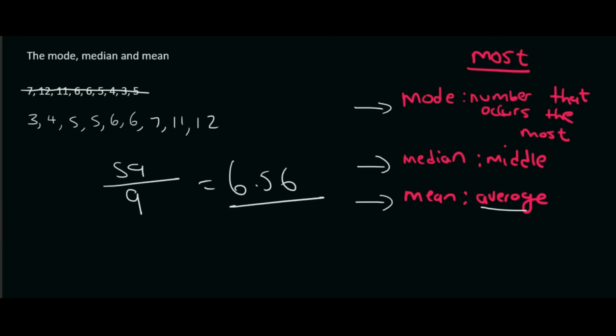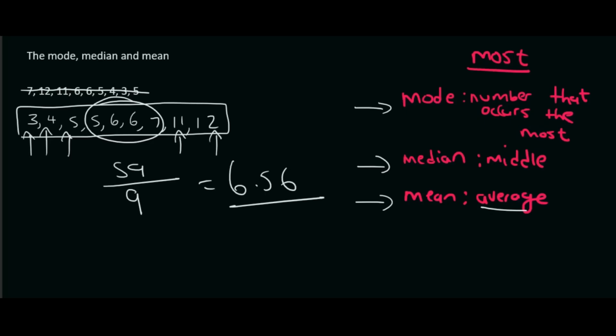What that means is that if you take all of these numbers, let's say this is the number of goals that a hockey team scores per match. So in the first match they scored 3, then they scored 4, then they scored 5. One of their matches they scored 12. Some of their matches they scored 11. But the average is about 6.5. They usually score about 6.5 goals per match. That's what the average means.